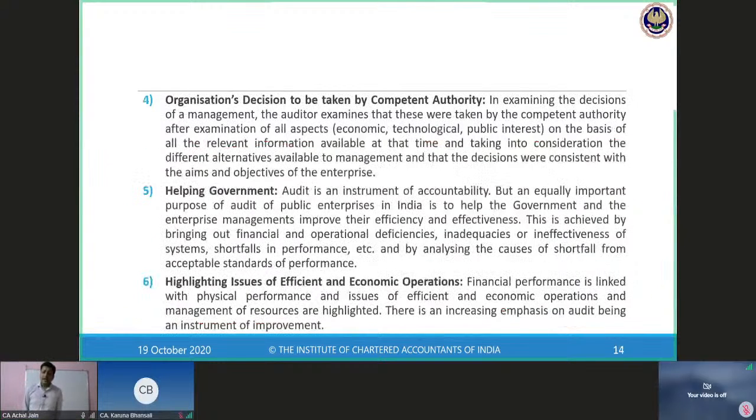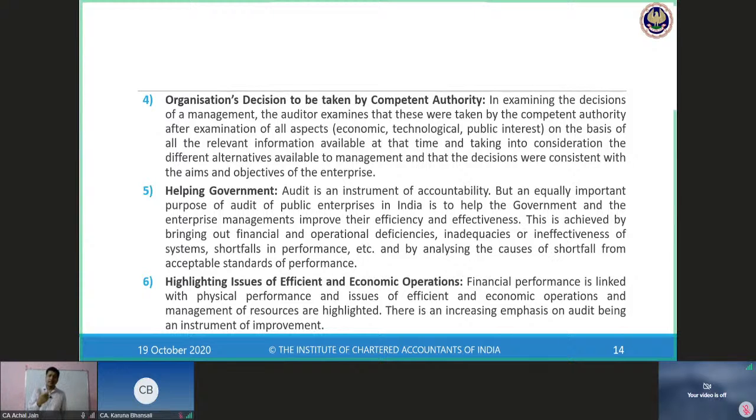Next, organization's decisions to be taken by competent authority. In examining the decisions of the management, the auditor examines that these were taken by the competent authority after examination of all aspects on the basis of all the relevant information available at that time, and taking into consideration different alternatives available to the management. And the decisions were consistent with the overall objectives of the organization.